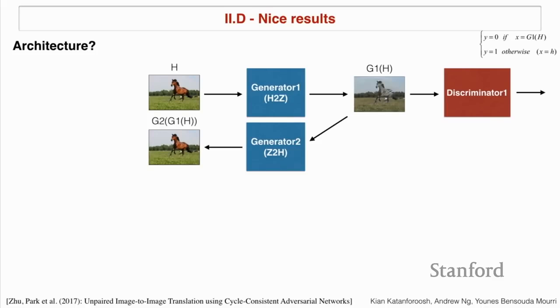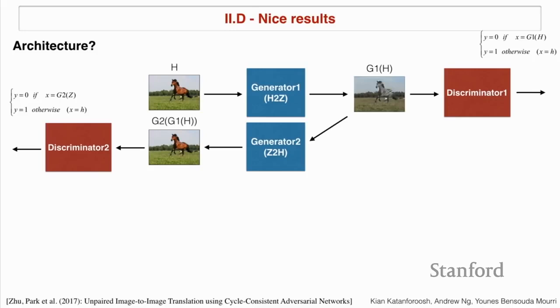Do you see why this loop is super important? Because if we don't have this loop, we don't have a constraint on the fact that the zebra should be the horse as a zebra, the same horse as H. So we'll do that, and we have a second discriminator to decide if this image is real. This is one step, H to Z.